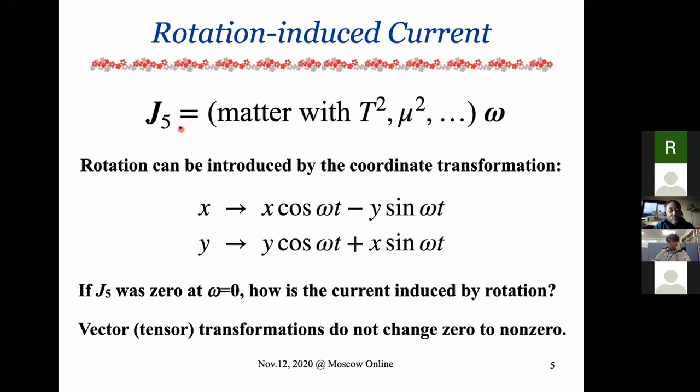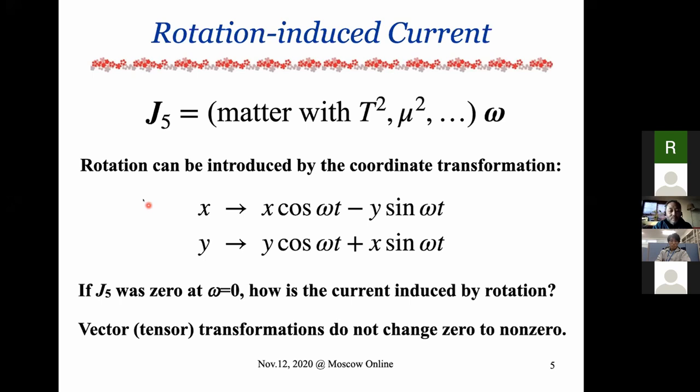So to introduce the angular velocity along the z direction, you can change the coordinates in this way, so the x, y axis can be rotated. Or you can change the frame with this new coordinate x prime and y prime, and then you can introduce this omega along the z direction.